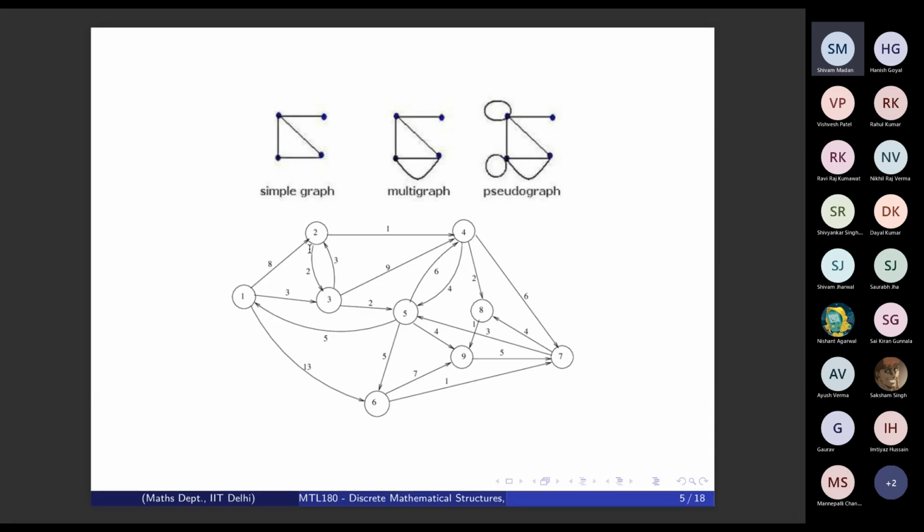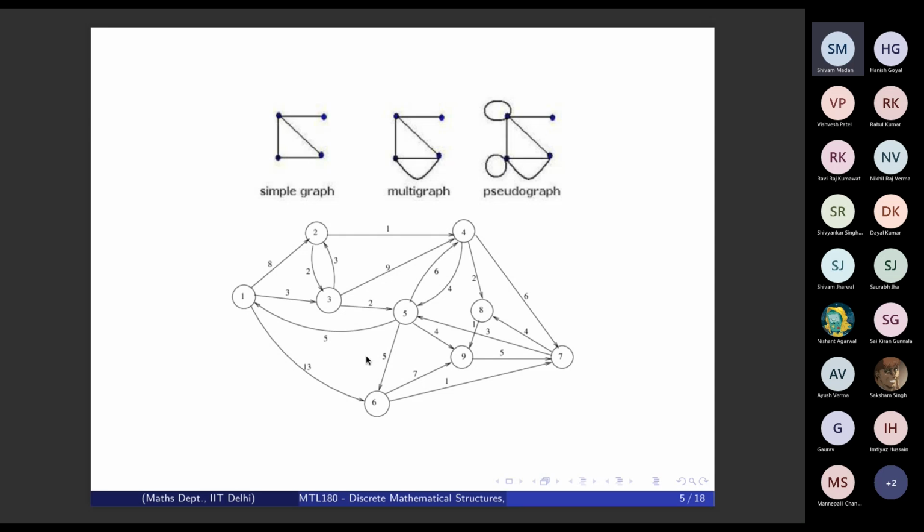Now this is the picture. In this graph, this is called a simple graph. Why? Because you can see that there is no loop, there are no multiple edges, and also it is not directed. So this is called a simple graph. Now this is a multigraph. Why is it a multigraph? Because you can see there are multiple edges, this and this, right? But there is no loop, so therefore this is a multigraph. And this is a pseudograph because here we have multiple edges as well as some loops. So therefore this is an example of a pseudograph.